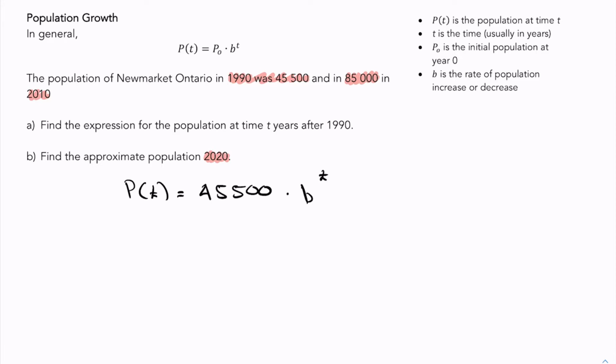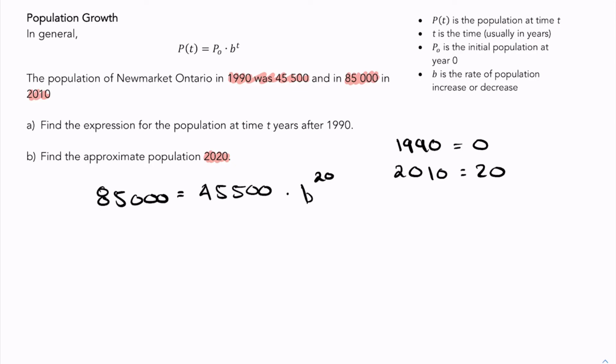Now, if 1990 is your year 0, the year 2020 is going to be, sorry, not the year 2020, 2010. 2010 is going to be 20, that's 20 years after 1990. So if I'm trying to find what my B value is, and I plug in 20 over here, I know that my population after 20 years, relative to 1990, is going to be 85,000 people.